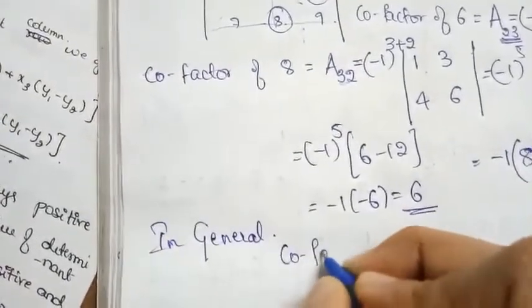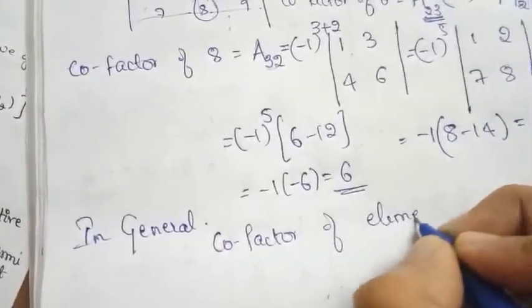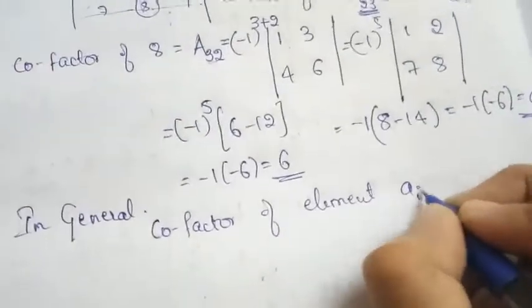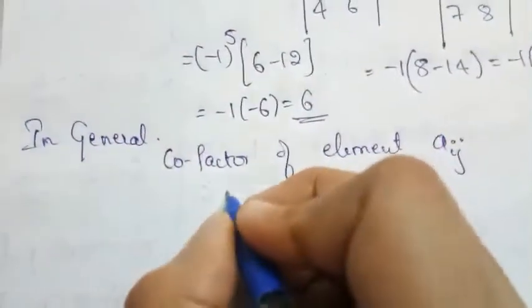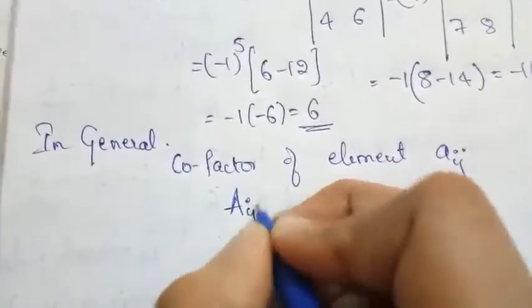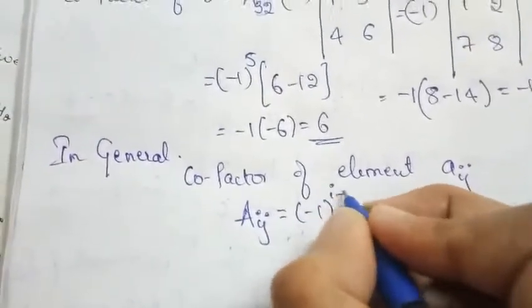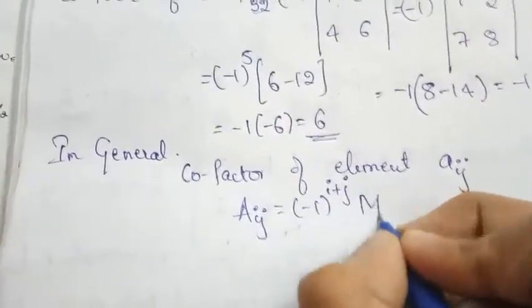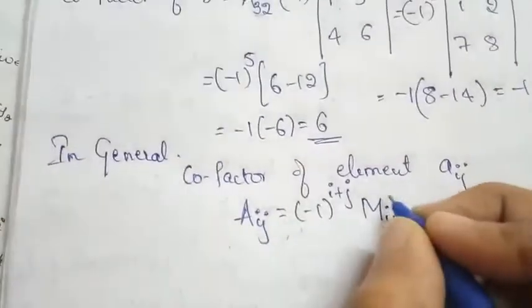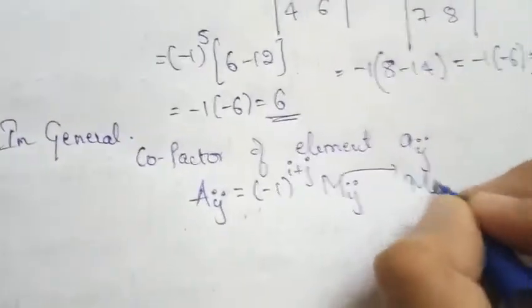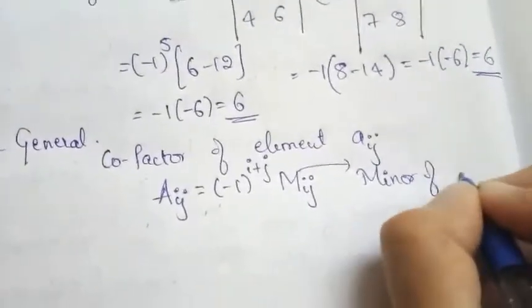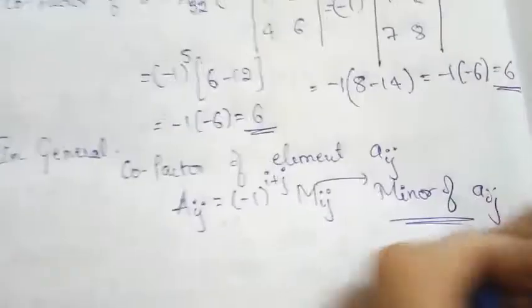So in general, the cofactor of the element Aij is defined as Aij, which is equal to minus 1 to the power i plus j into Mij, where Mij is nothing but the minor of the element Aij. So this is what we have done here.